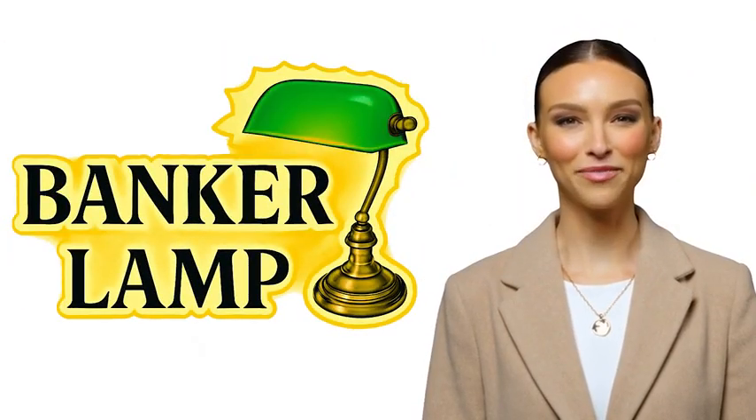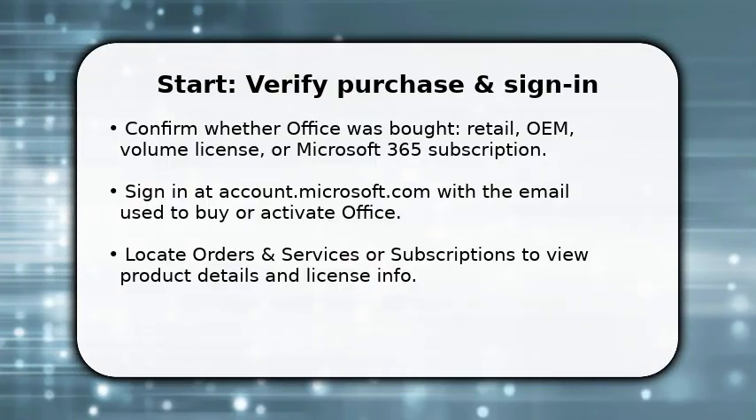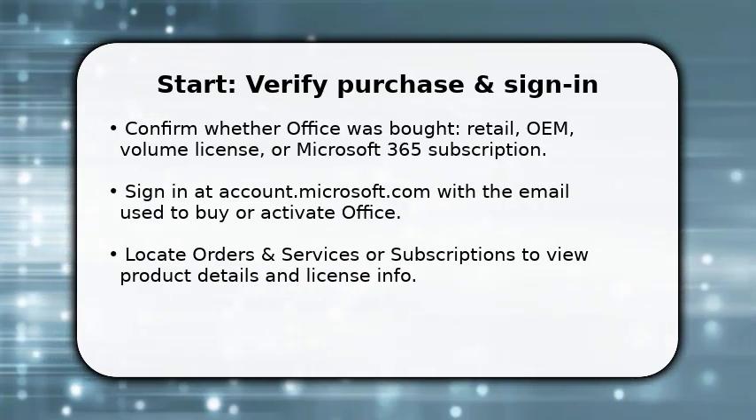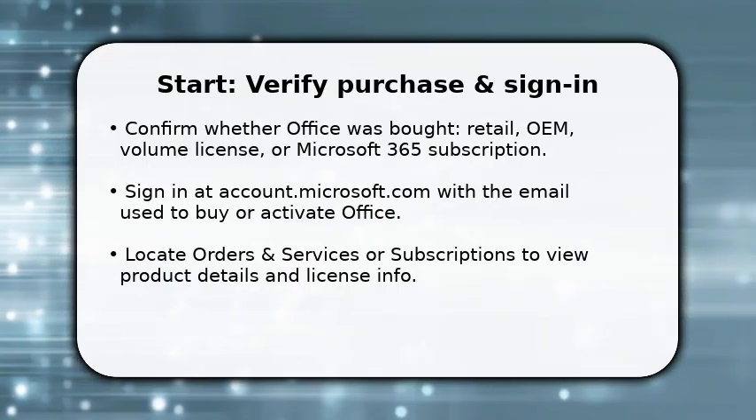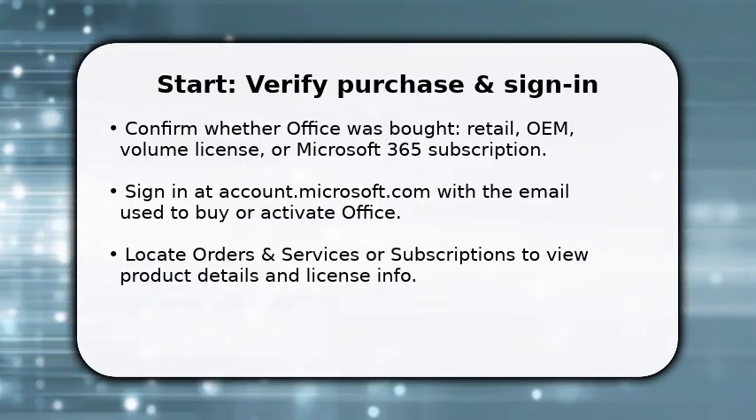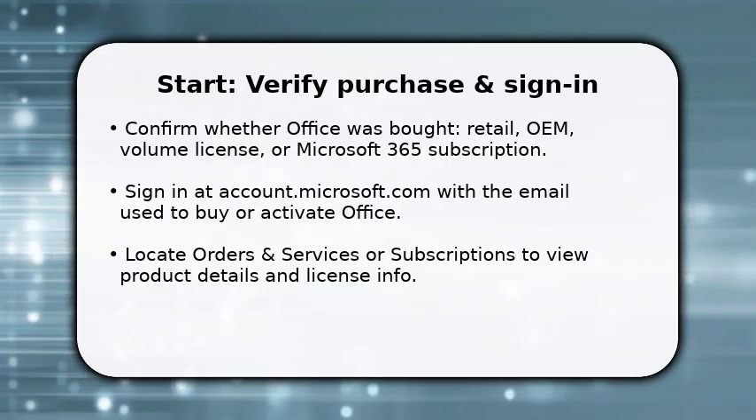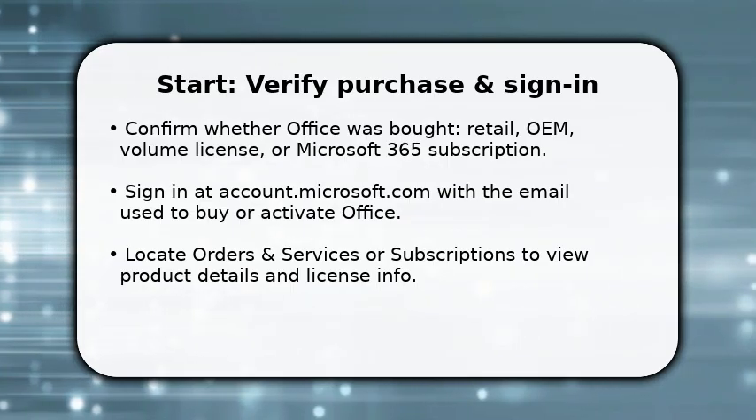Please enjoy the video. You need to start by confirming how Office was acquired, because the method to see a key depends on that. Sign in to account.Microsoft.com with the account used during purchase or activation. Once signed in, open orders and services or subscriptions.